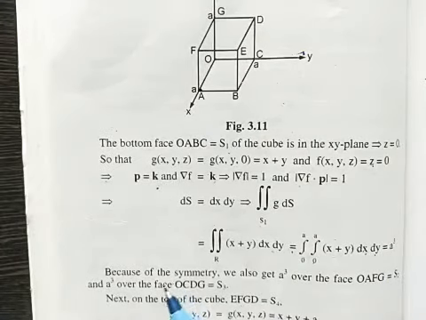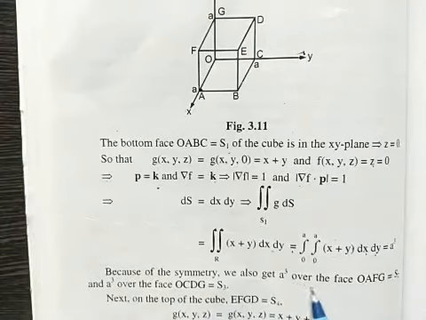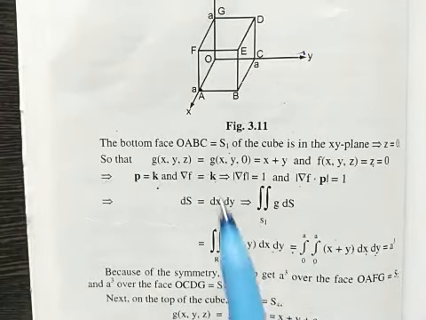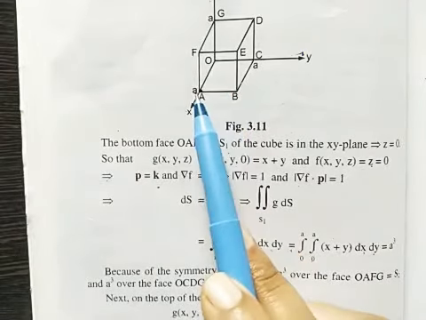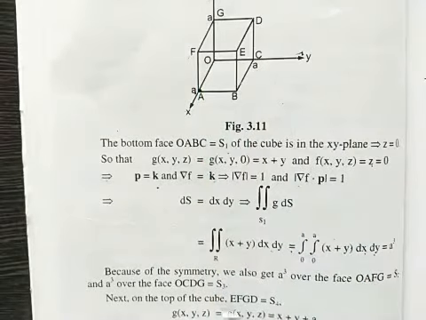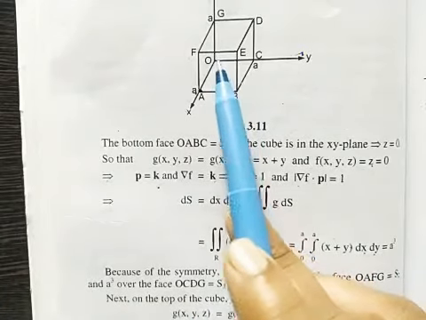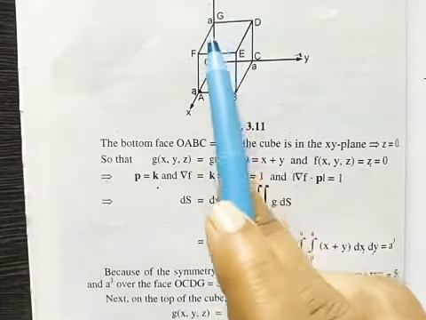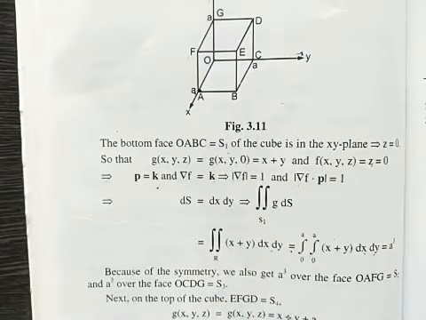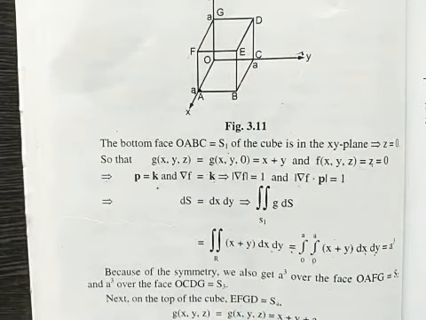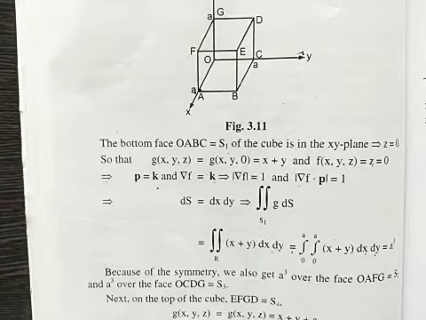So similarly, because of the symmetry, we also get a cube over OAFG, and we also call it S2, and we will get a cube over OCDG, because it is at the YZ plane. Okay. Now next what remains? Now again 3 surfaces remain.